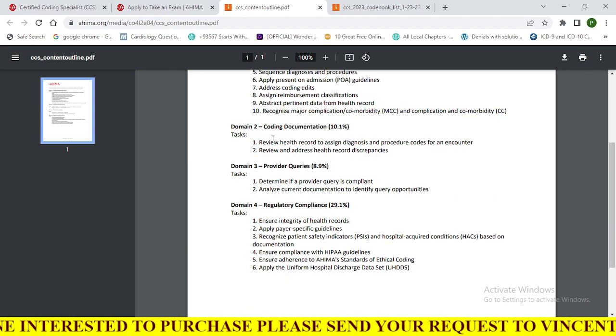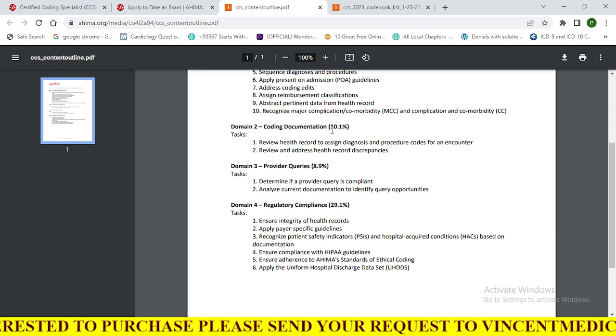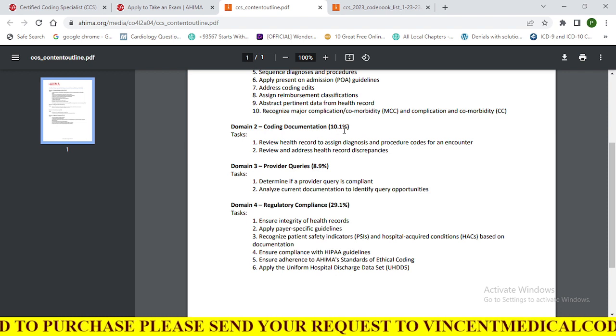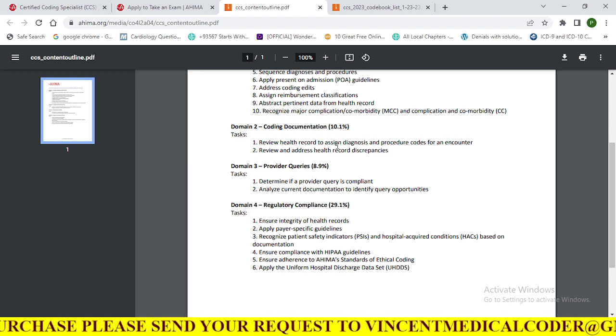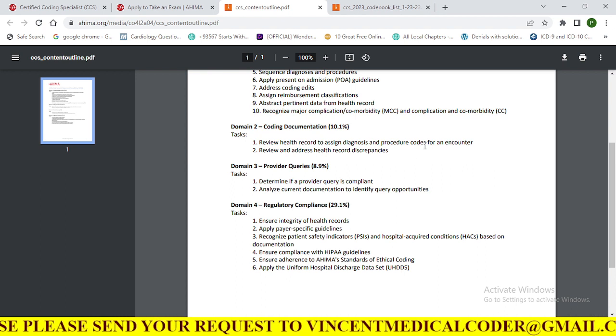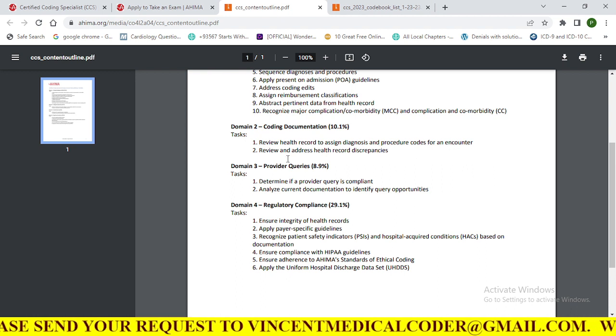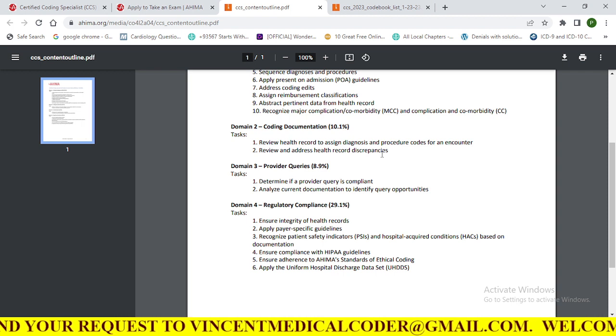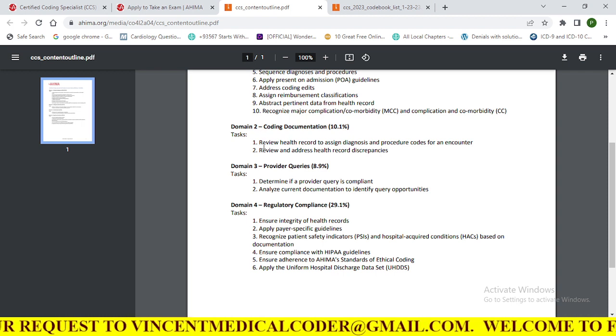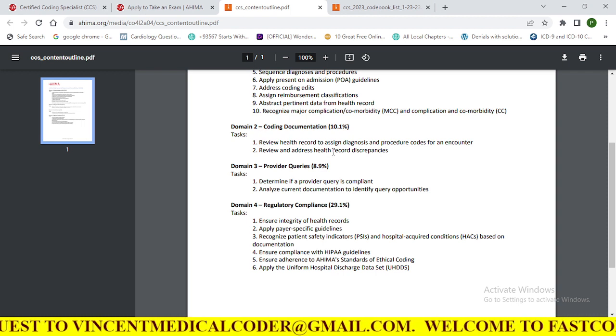Domain 2 consists of coding documentation, which contributes 10.1%. Here you review the health record to assign diagnosis and procedure codes for an encounter. The second one is to review and address health record discrepancies. So in domain 2 you need to master these two sections.